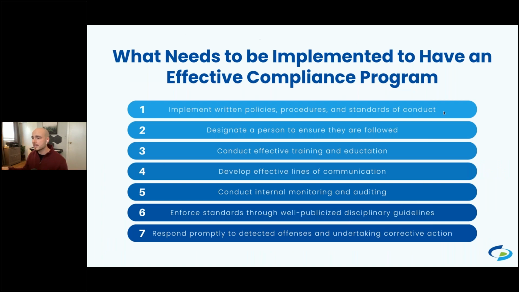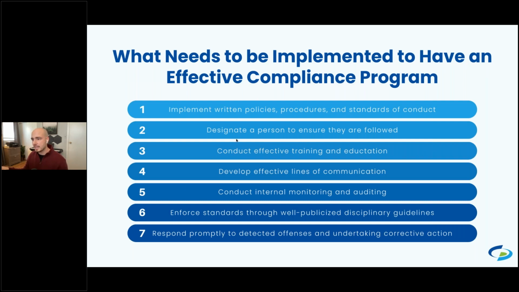And in general, again, the 7 elements is what this all rolls back up to. Implementing written policies, procedures, and standards of conduct. Designating a person to ensure that they are followed. You might be the compliance officer, but you should have site managers that are responsible for your individual facilities.